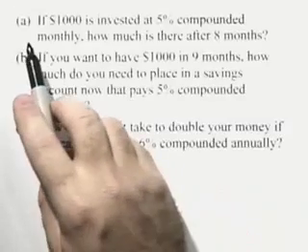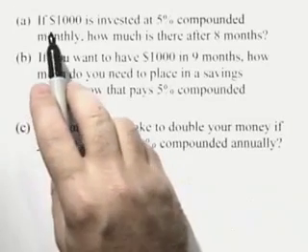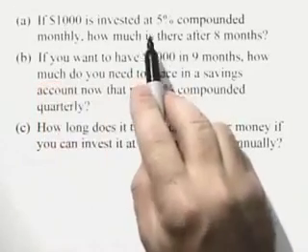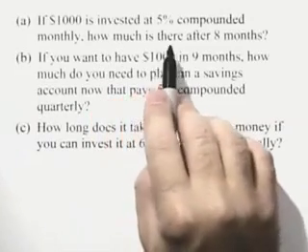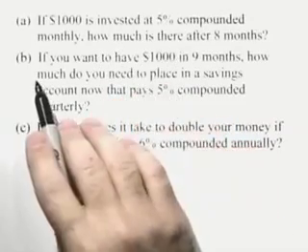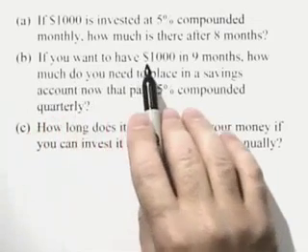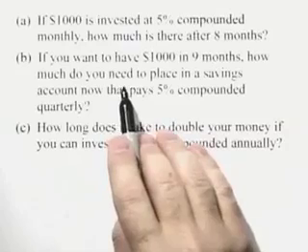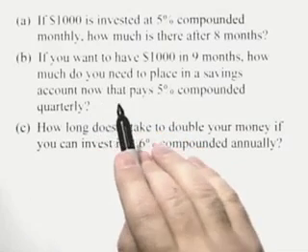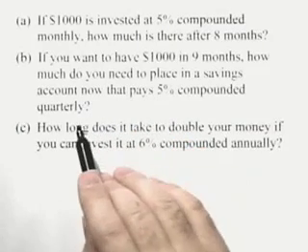In this problem, we look at several applications of compound interest. In Part A, we have $1,000 that's invested at 5% compounded monthly, and we'd like to determine how much there is after 8 months. In Part B, we want to have $1,000 in 9 months, and we want to determine how much we need to place in a savings account now that pays 5% compounded quarterly.